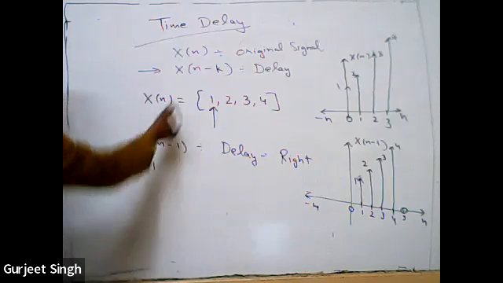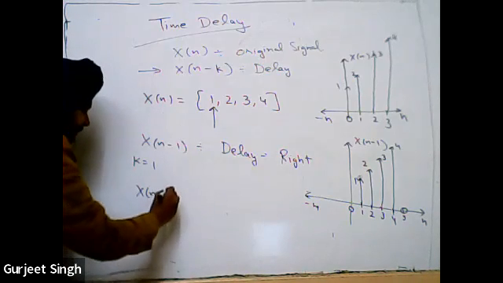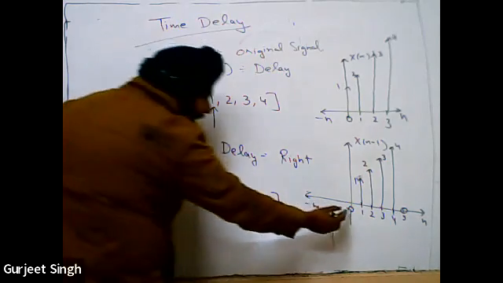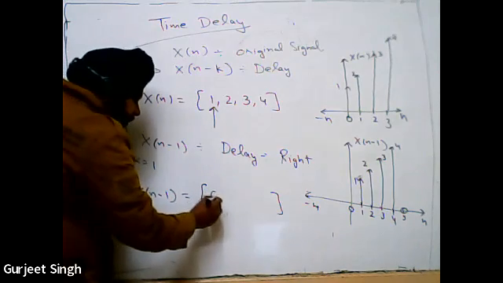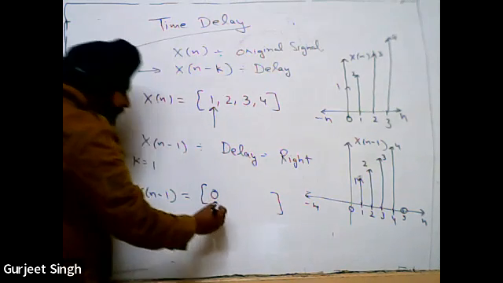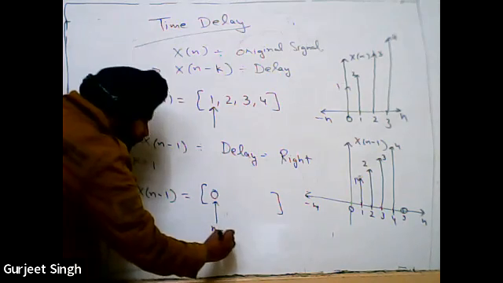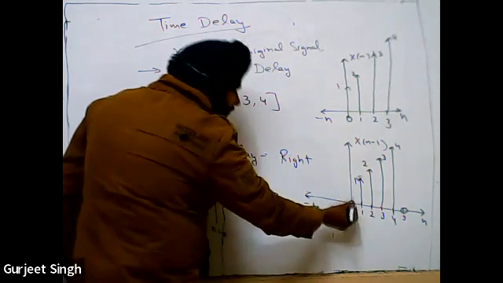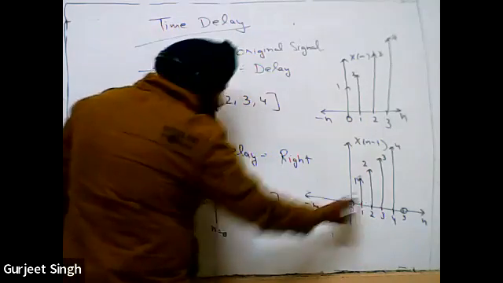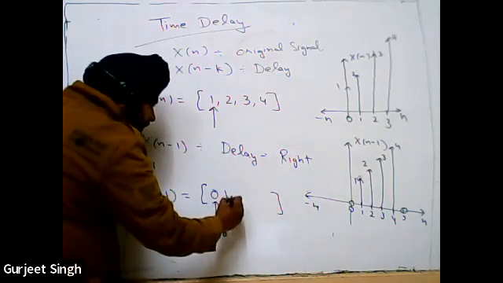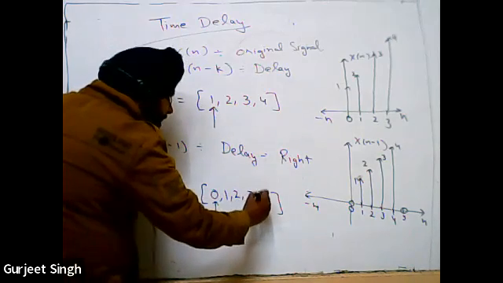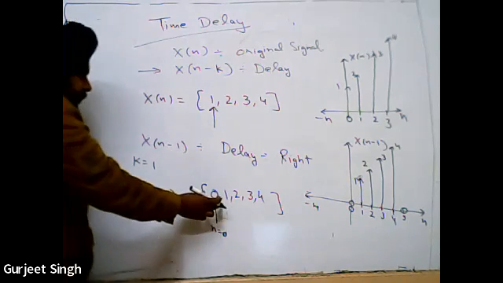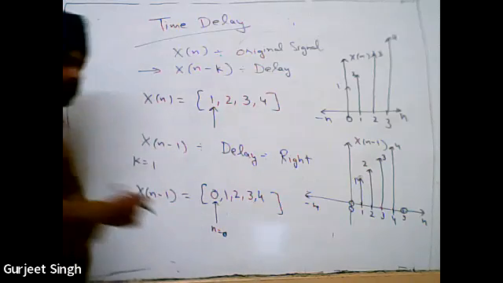So how do we represent this x[n-1] signal mathematically? At n equal to 0, we have magnitude 0. This arrow is representing the n equal to 0 magnitude. Here we have a 0 magnitude, because the 0 sample moves toward the one side. Then we have 1, 2, 3 and 4. So x[n-1] is equal to 0, 1, 2, 3, 4.